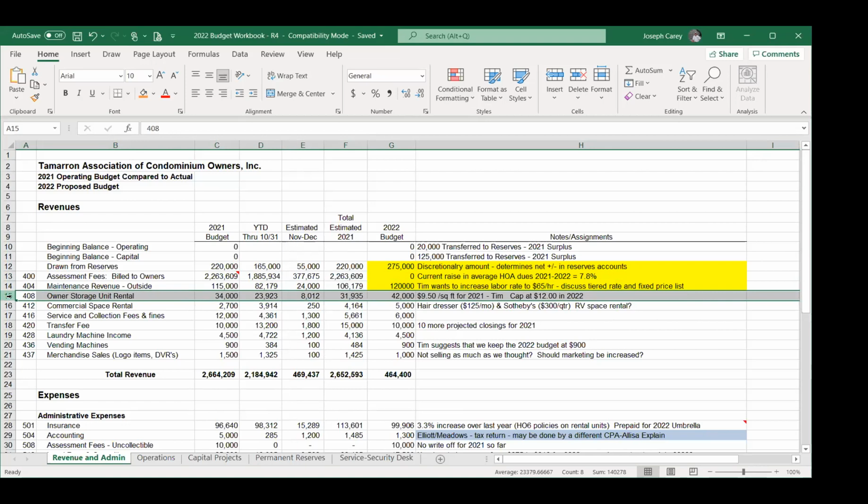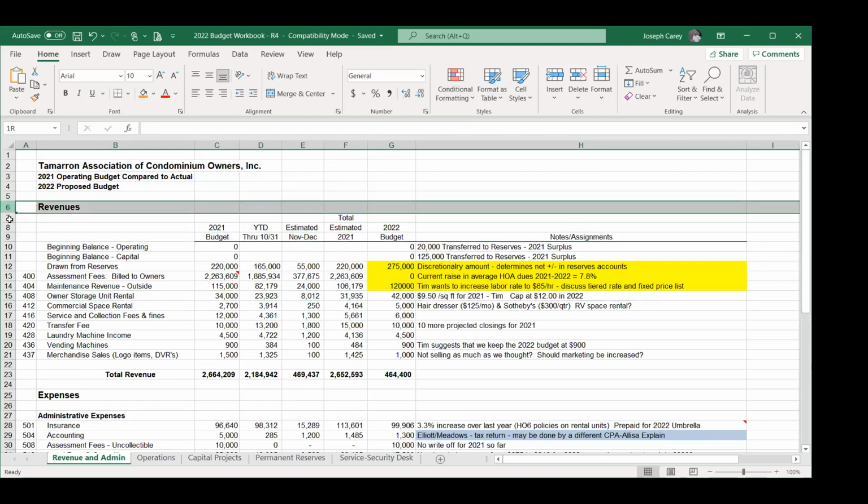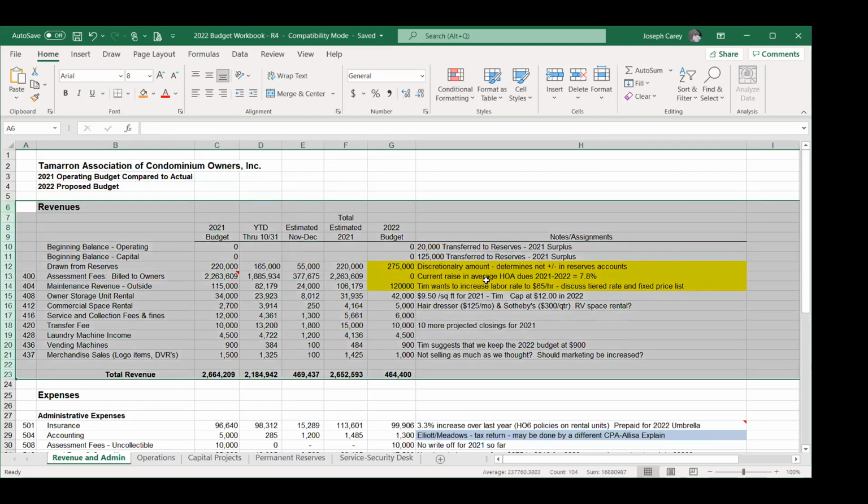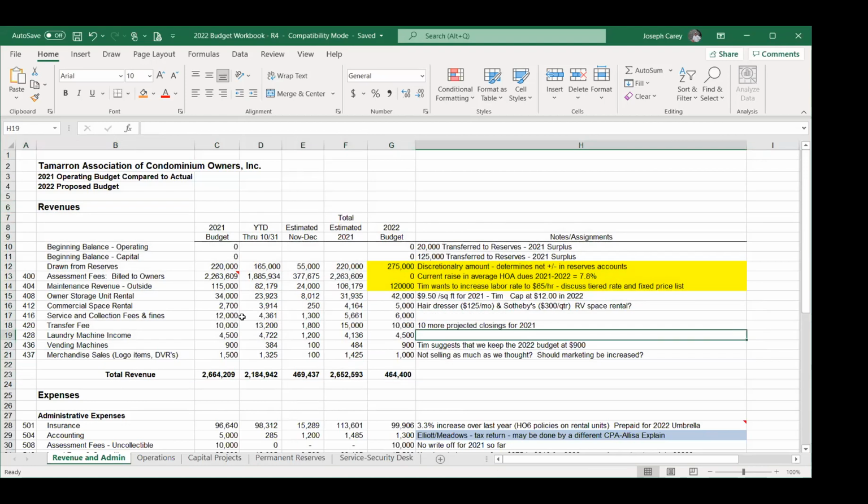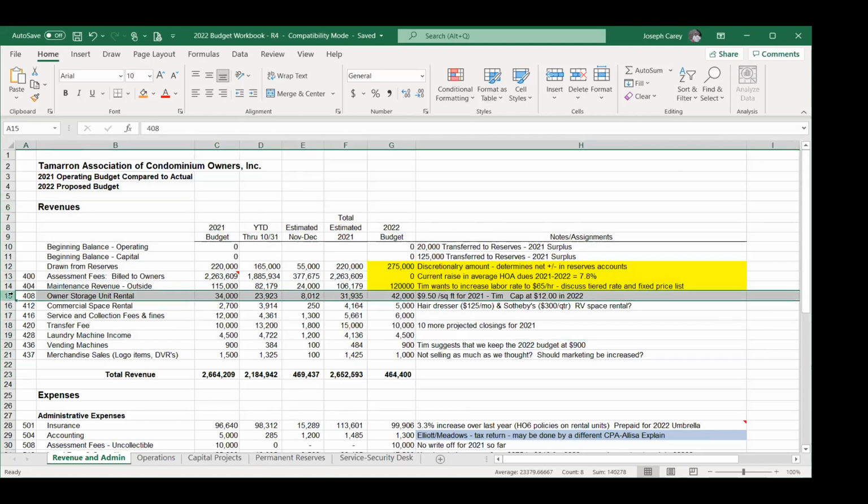So now we get into the individual line items. These are all revenues. This whole section here is all revenues. And the first one we'll talk about is owner storage unit rental.